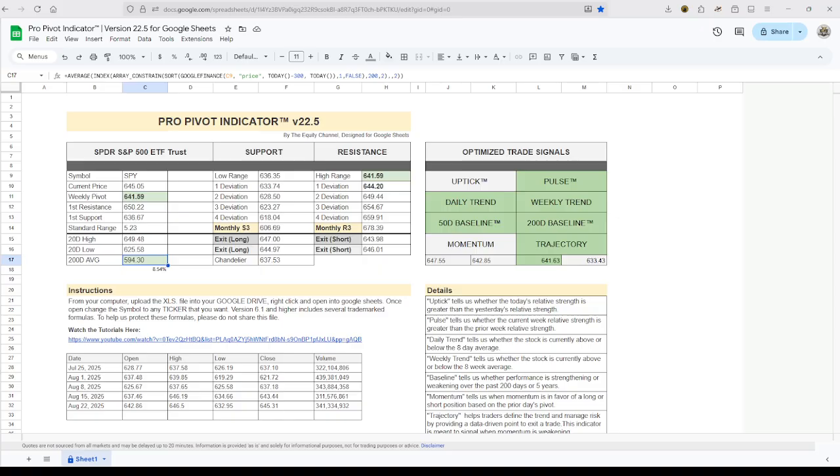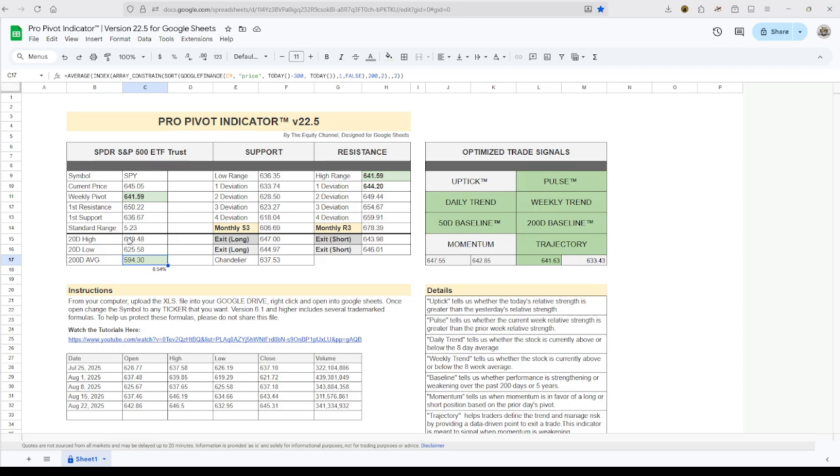We're here to talk yet again about the Pro Pivot Indicator version 22.5, built for Google Sheets. In our first video, we talked to you about everything as far as how to work with the sheet and these first few elements here that just get you started with your bias.